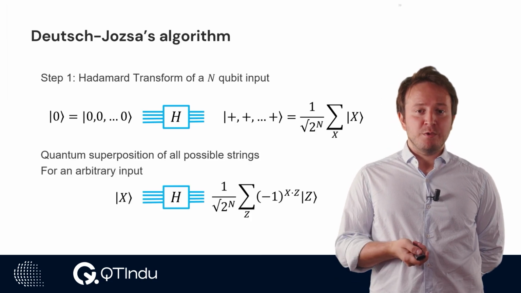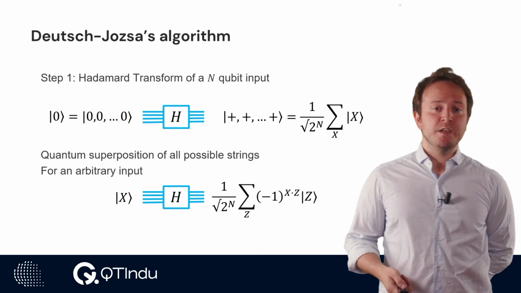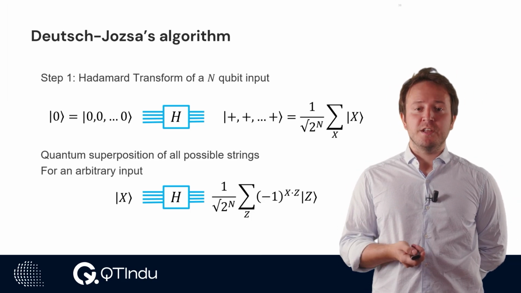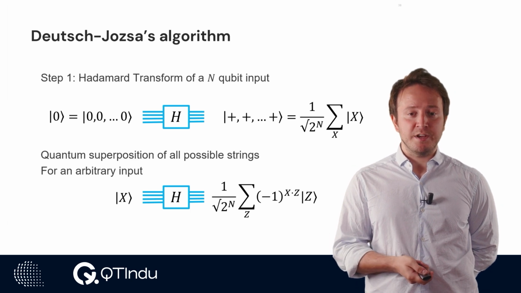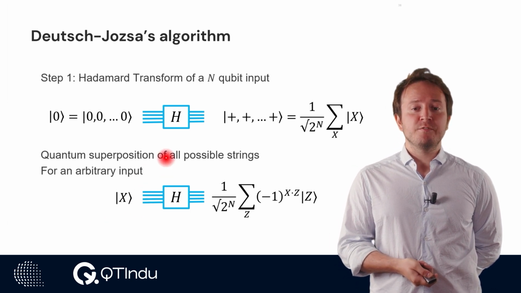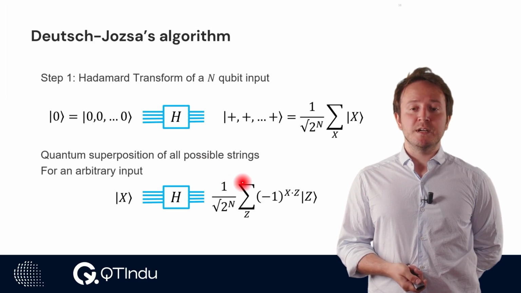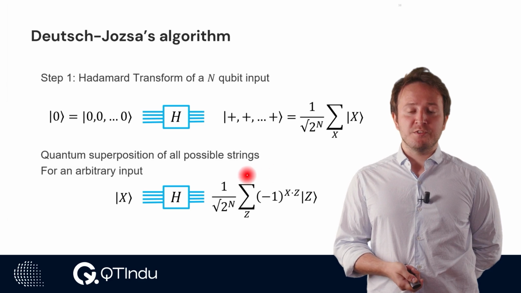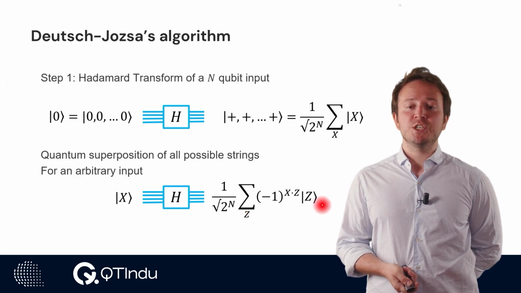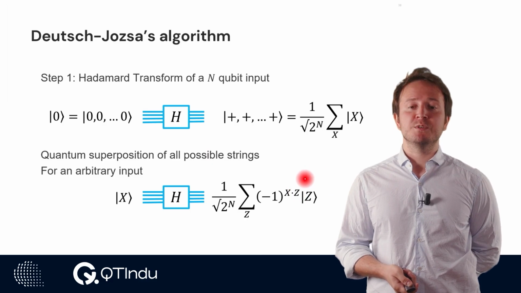So this is what happens when, for a Hadamard transform, the input state is the state 0. Let's consider also a general case where the input state is an arbitrary input string x. What happens after we apply this Hadamard transform is that the output state will still be probing the whole space. So the output state will still be a combination of all possible output strings, of all possible strings in the Hilbert space.